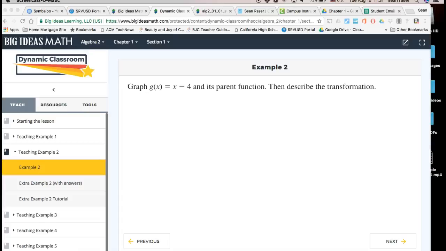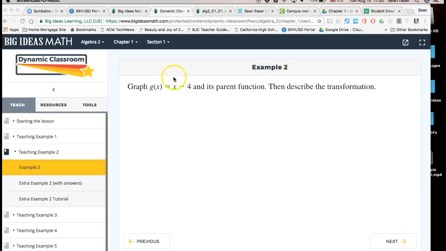Okay, here's the second example in section 1.1. What I want to do is now look at a graph and look at the parent function, and then I want you to describe the transformation using some of the terms that we've learned in this section. So obviously I know you're not going to be able to graph these when I ask you some questions, but for this first example, let's look at the parent function and what we know about its graph.